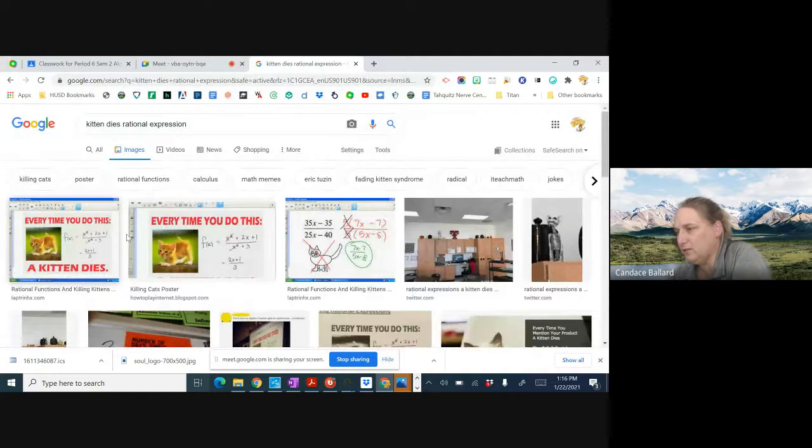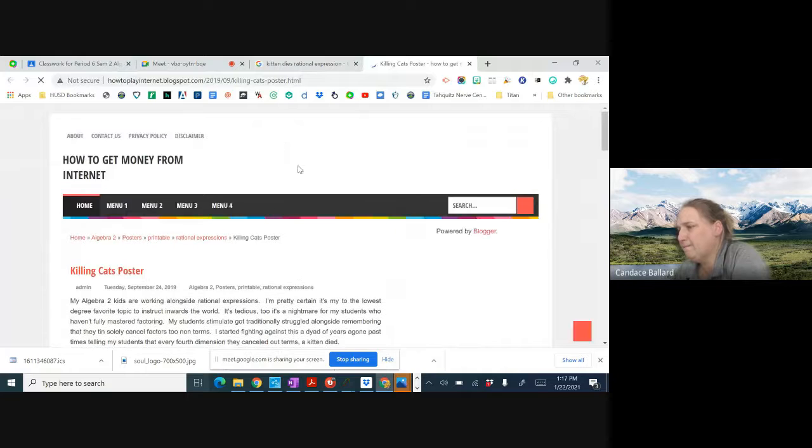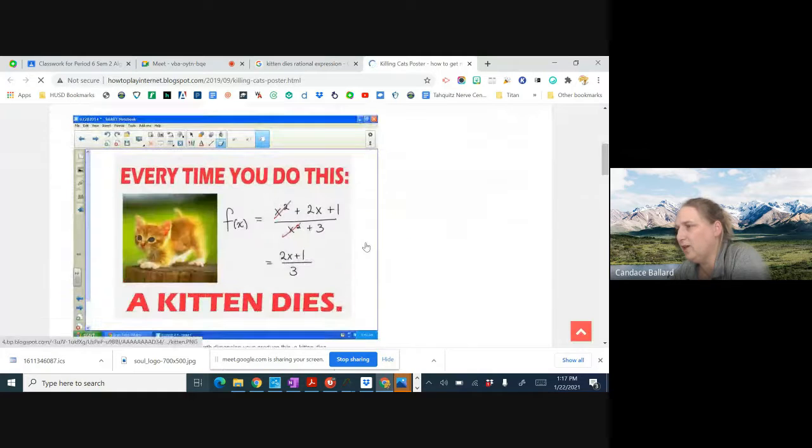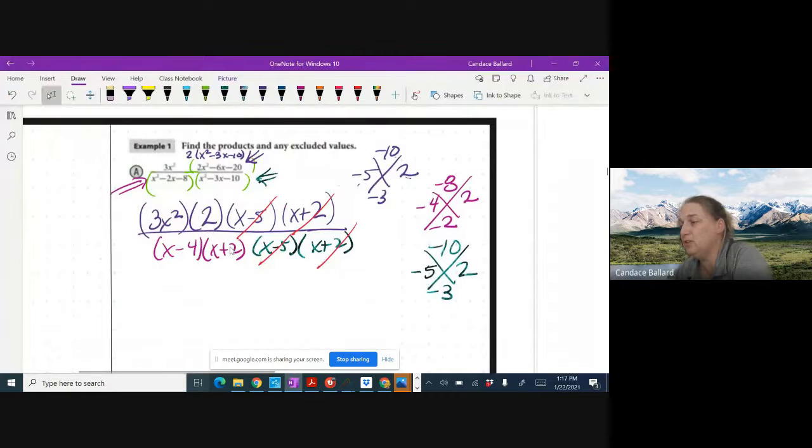Okay, here it is. So, oh my goodness. There you go. So, if you cancel across addition, a kitten dies. Don't let it happen to you. Okay, don't kill kittens. We cannot cancel across addition. So why I bring that up is look at these 2's that are right there, right? We cannot cancel those 2's because this one is across addition, not multiplication, okay?